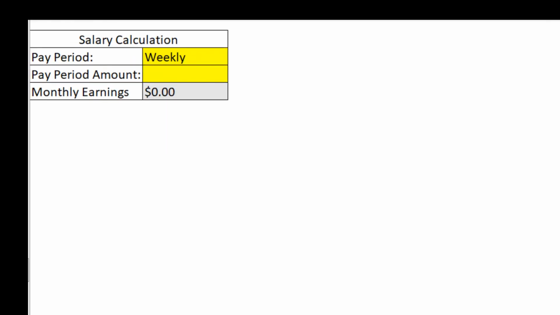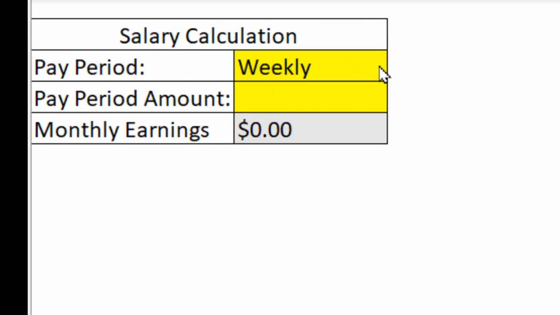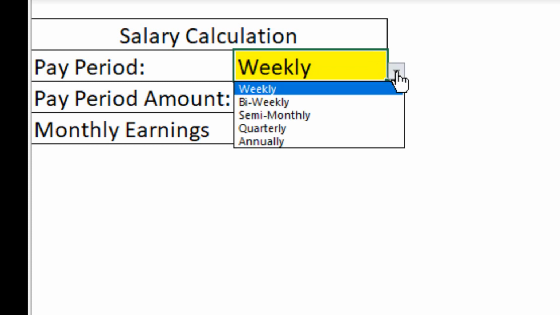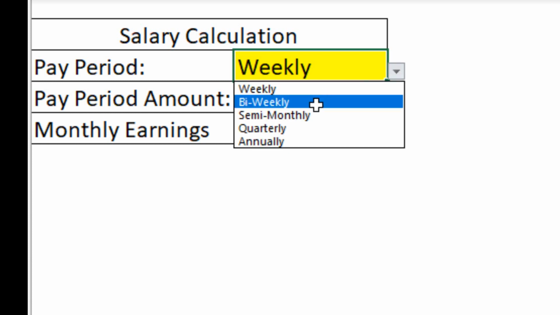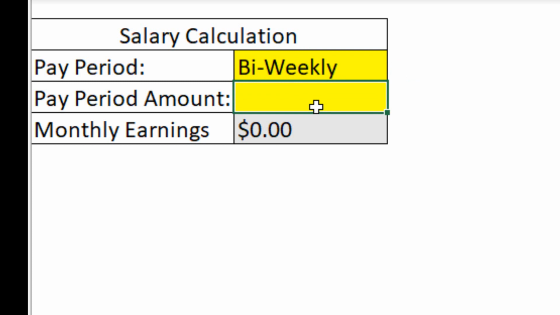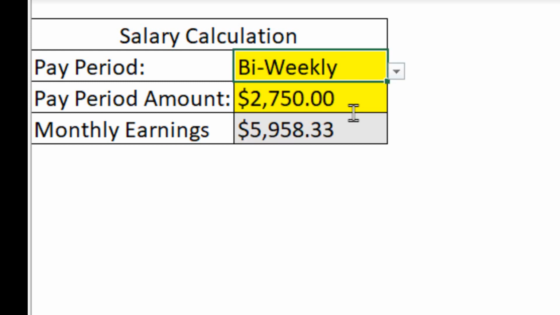Let's take a look at the salary calculator, which takes 2 inputs. The first input is selecting which pay period type. The options include weekly, bi-weekly, semi-monthly, quarterly, and annually. The second input requires you to insert the amount of gross earnings made during the pay period. The child support calculator shall do the rest. Here, the parent is paid bi-weekly and receives $2,750 per pay period. The calculator figures that the parent's monthly gross earnings is $5,958.33.